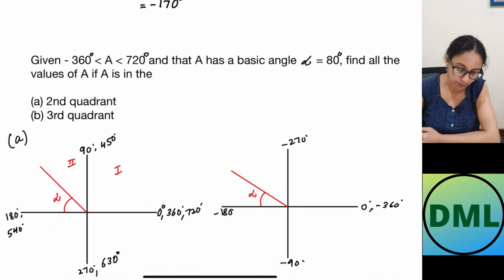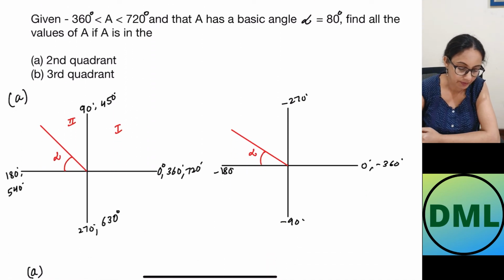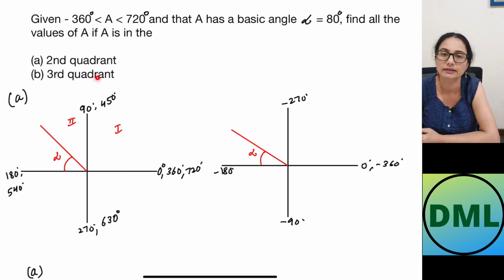Now let's see one more example here. Given that A is from minus 360 degrees to 720 degrees and that A has a basic angle alpha of 80 degrees, find all the values of A if A is in the second quadrant and A is in the third quadrant. So let's do it step by step.